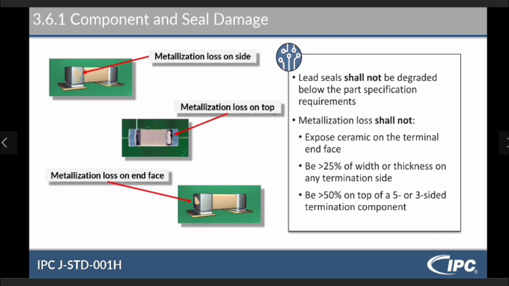Lead seals shall not be degraded below the part specification requirements. So what this picture is showing us is metallization. This is a surface mount, maybe a capacitor or a resistor. Metallization is the application of a metal film on the side, and that's where we solder to. There could be metallization loss on one side, on the top, or on the end face. You see these right here, where it's gotten thin. Metallization loss shall not expose ceramic on the terminal end face. So this right here is probably a defect because it looks like the ceramic is right there. It should not be greater than 25% of width or thickness on any termination side. Again, that's pretty big. This as well. It should be 50% on top of a 5 or 3-sided termination component. And that's kind of bad too. I would say that would probably be greater than 25%.